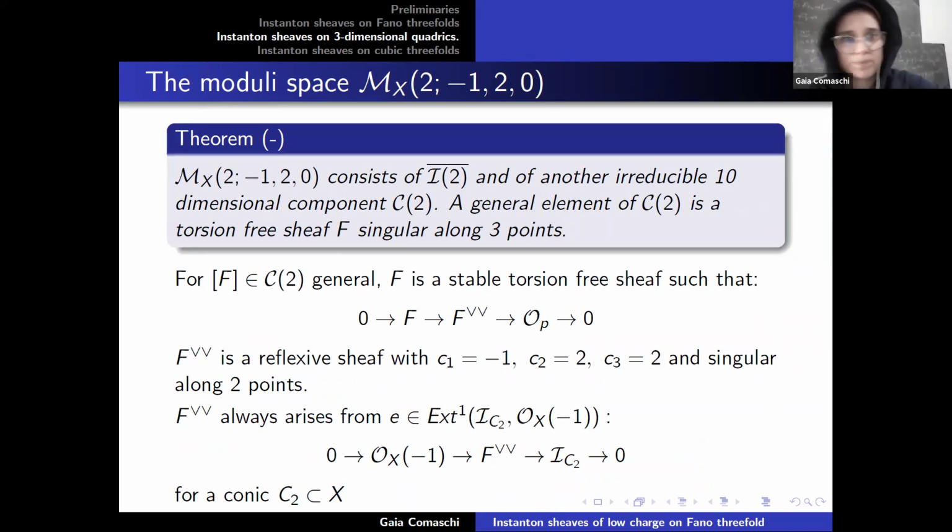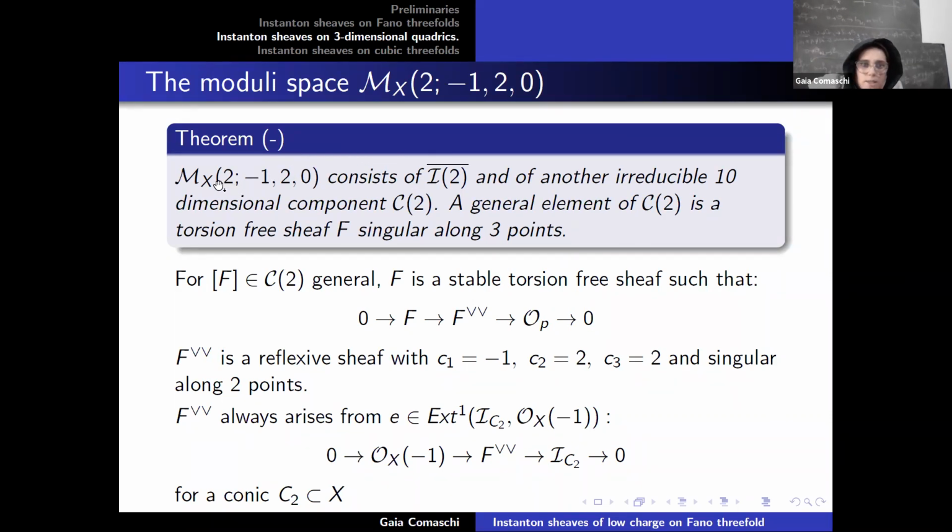We get a complete description of the moduli space of semi-stable rank 2 torsion-free sheaves of Chern classes -1, 2, 0. And what we find is that this moduli space consists of a 6-dimensional component, that is the closure of the instanton component, and of another irreducible component that has dimension 10.